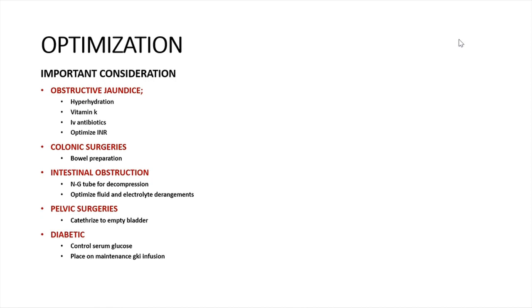You give them vitamin K because of the deficiency of vitamin K dependent clotting factors; vitamin K is one of the fat-soluble vitamins. When vitamin K is absent, they do not produce clotting factors 2, 7, 9, and 10. You give intravenous antibiotics to prevent the risk of developing ascending cholangitis, and you also want to optimize their INR.